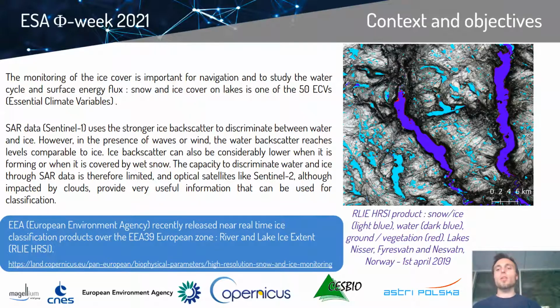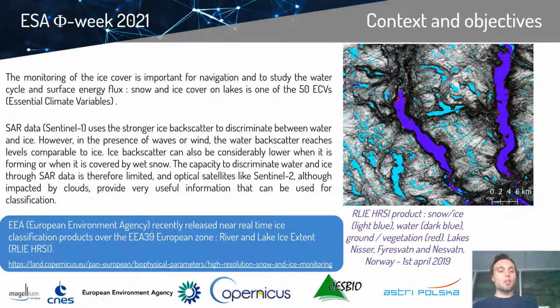Of course, monitoring of the ice cover is important for navigation. It's also important for various climate studies. SAR data can be used to detect ice and water due to the higher ice scatter, but in the presence of waves and wind, the water scatter reaches levels comparable to ice, so it can be confused with ice. Ice scatter can also be considerably lower when it is covered by wet snow.